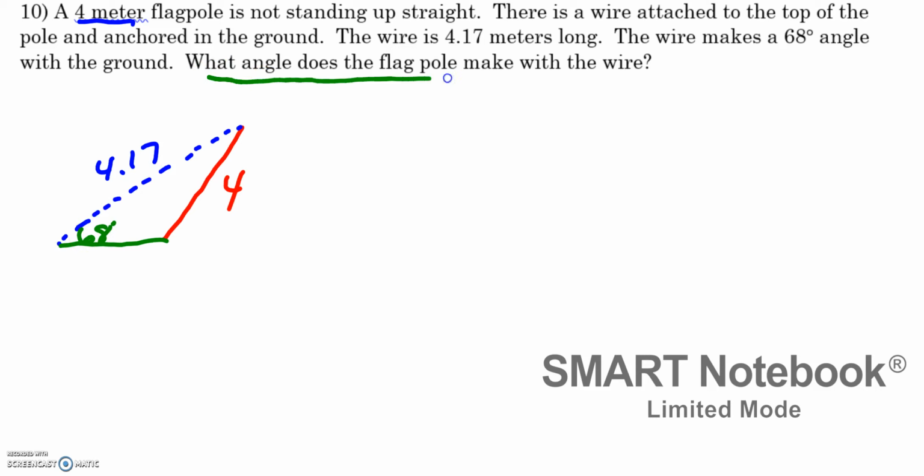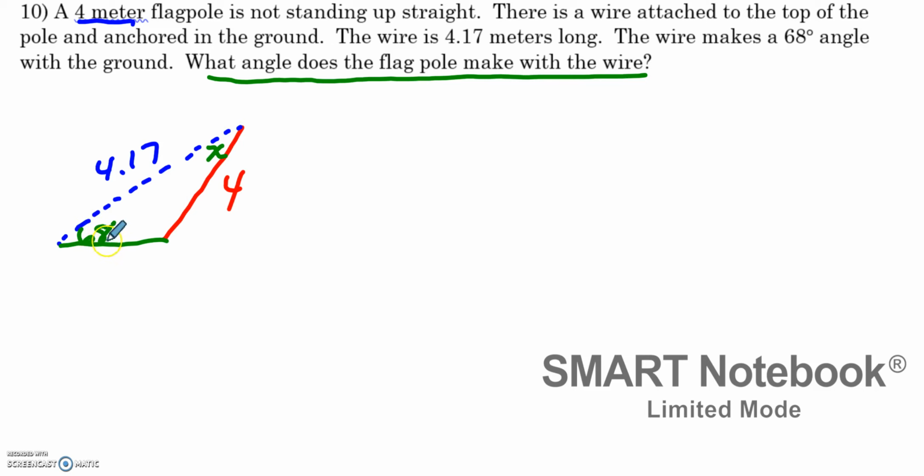What angle does the flagpole make with the wire? So we're looking for this. I will call it X. We're looking for that in the long run. And so we don't know if this is a right triangle, and so we have to either apply the law of sines or cosines. So let's look what we have.